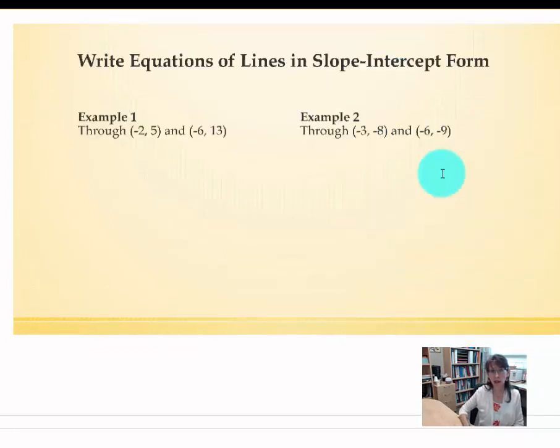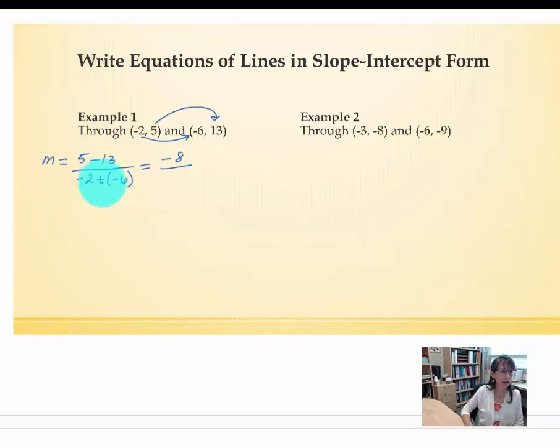Once we know how to find the slope given 2 points, the slope and one of the given points will help us to actually write the equation of the line. So again, we need to start with slope. Change in y values here is 5 minus 13. Denominator would be negative 2 minus a negative 6. So we end up with negative 8, and the denominator is 4. So when we simplify negative 8/4, the slope is negative 2.